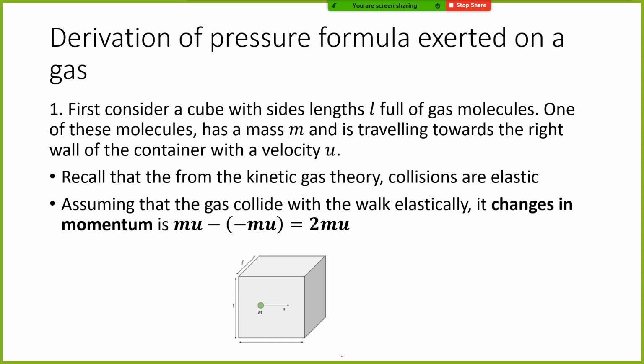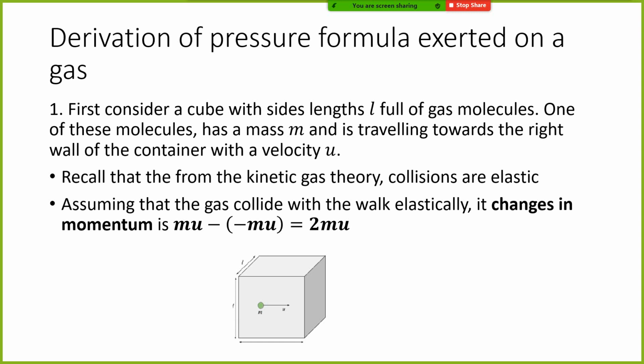Now, we're going to single out one molecule of gas to do this proof. It says that one of these molecules has a mass of m and it is traveling towards the right wall of the container with an initial velocity u. Singling out one molecule of a gas is bizarre, because we can't really do that, since there are so many molecules. But in order for us to prove this equation, we're going to single out one particle.